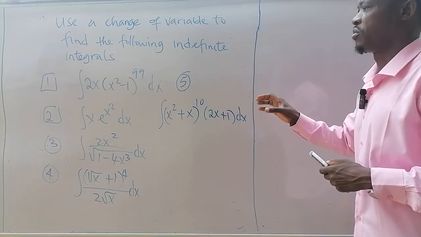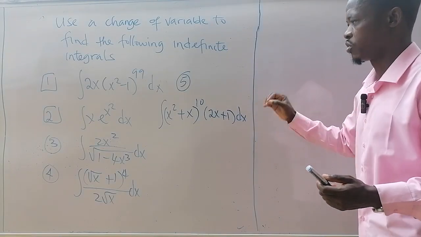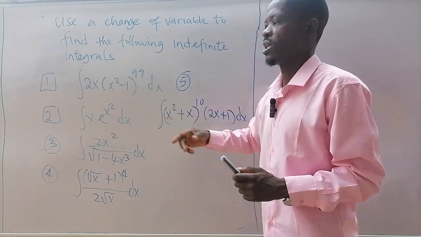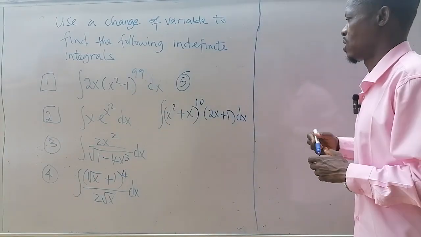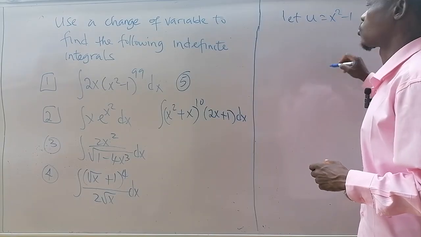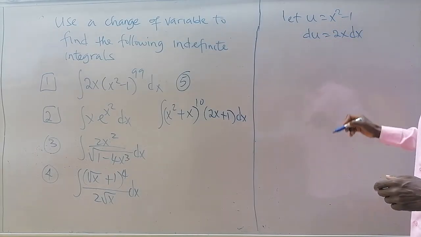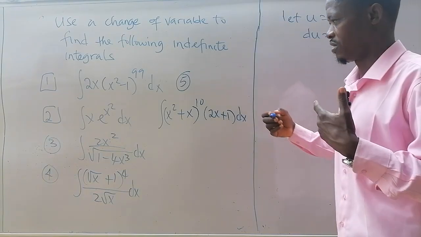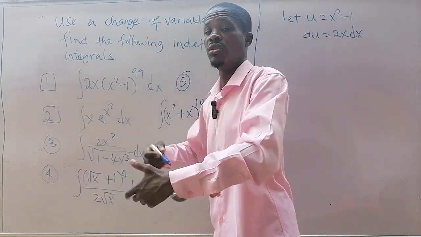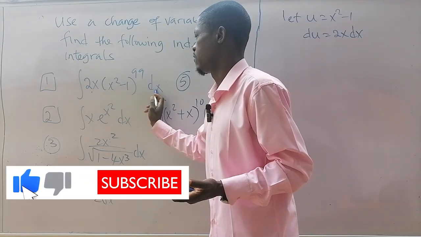What we are going to do there is to spot the expression that looks complex. And in most cases, we go for the one that has a power. So we go for the base of that power. So let u be equal to x squared minus 1. So du is equal to 2x dx. And I've told us many times, the moment you spot your u, then you differentiate it, it's going to have a kind of similarity with the surrounding function.